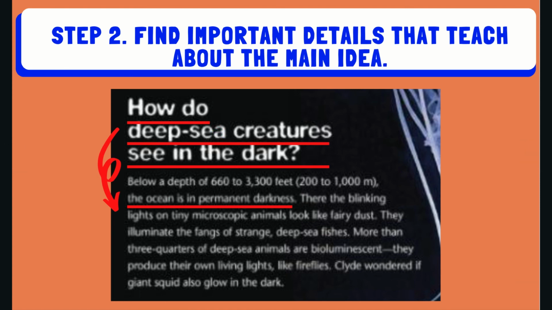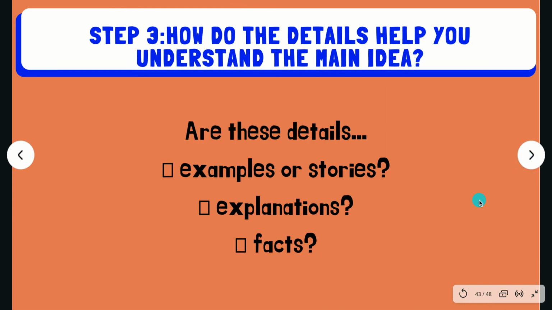Now, if you remember back to our TDQ, the second part asked us to explain how they teach us about the main idea, which leads us right into step 3 of our thinking steps. Step 3 asks us, how do the details help you understand the main idea? Remember that when you ask yourself how they help you understand the main idea, you need to ask if these details are examples or stories, explanations, or facts.